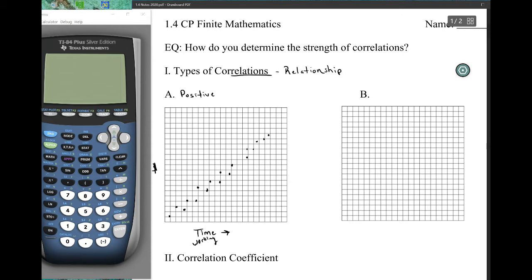A positive correlation, okay, some things to note here. It's going up from left to right. So positive correlation is going up like that there. As one variable increases, so does the other variable.